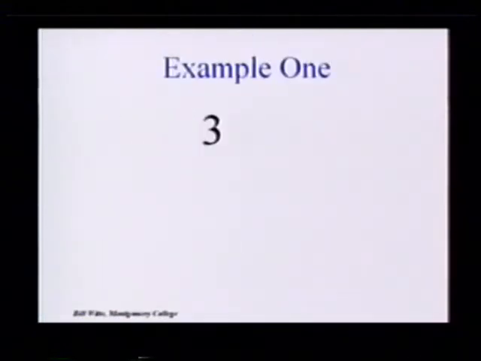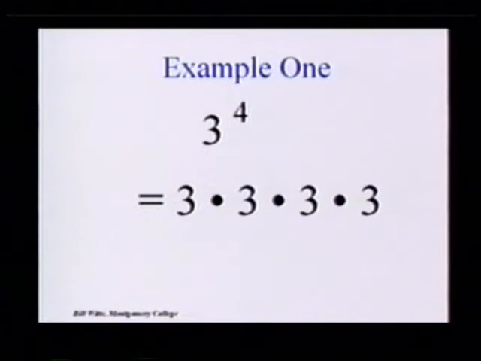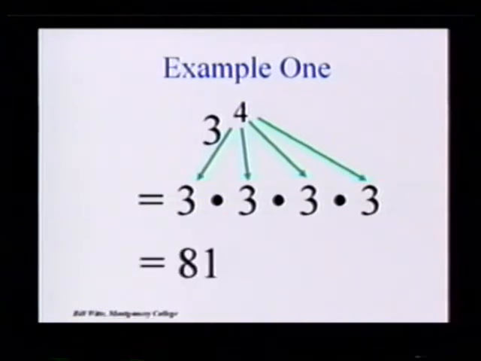What if we change it on you? 3 to the fourth power. Let's see, multiple multiplication. 3 times 3 times 3 times 3. Once again, we can only do 2 at a time. So I'll get 9. Take that result and multiply it times 3 and get 27. Take that result, probably get a calculator out, multiply that times 3 and get 81.